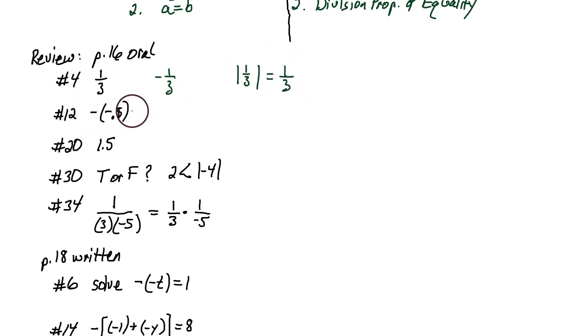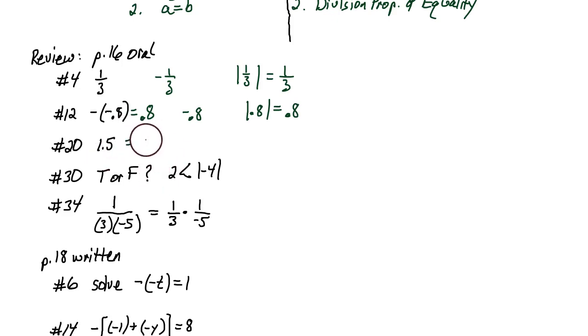Number 12. This expression right now is equivalent to 0.8. Now let's give the additive inverse, negative 0.8. Then let's figure out the absolute value. It's positive 0.8.